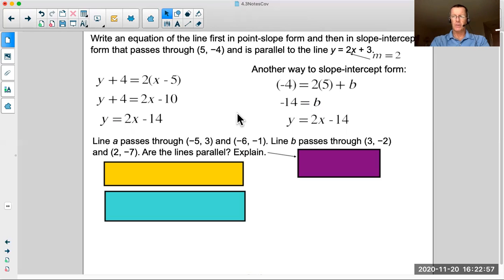Okay, so here, second one, we have line A passes through negative 5, 3, and negative 6, negative 1. Line B passes through 3, negative 2, and 2, negative 7. Are the lines parallel? Well, first thing we'd want to check is what? Yeah, do they have the same slope? If they don't, we know they're not parallel.